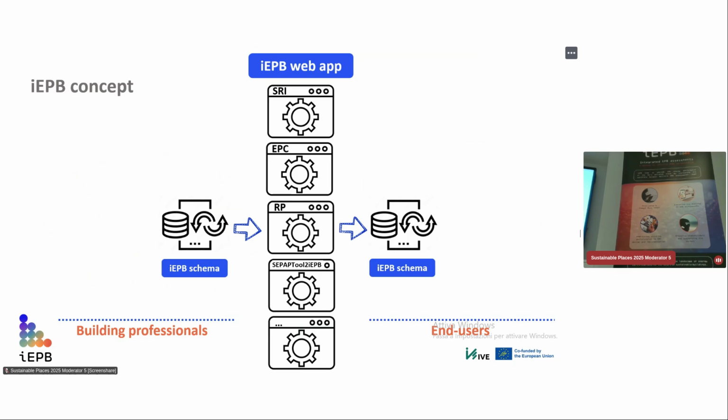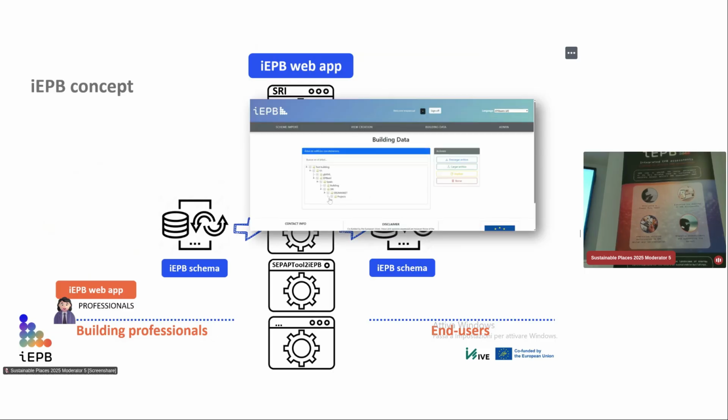So we have two interfaces, one for building professionals and another for end users. The professional interface is oriented to facilitate the data managing. We can see here the web app right now. It's important that in this web app we can manage different building assessments and also different versions of the building assessments. So we can have the previous certification before the renovation and after, for example.